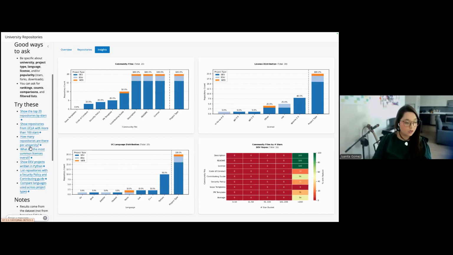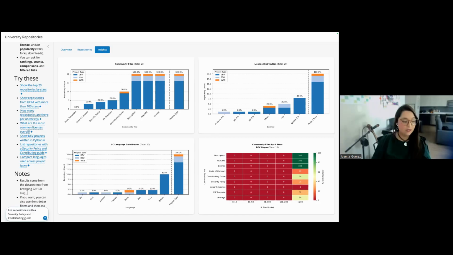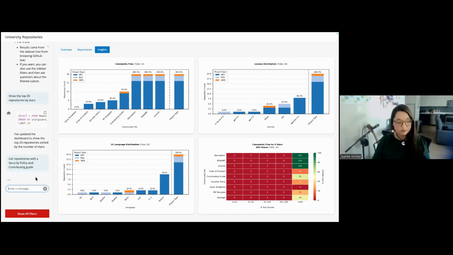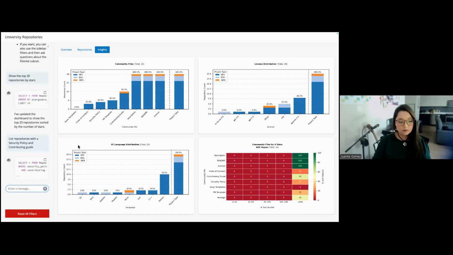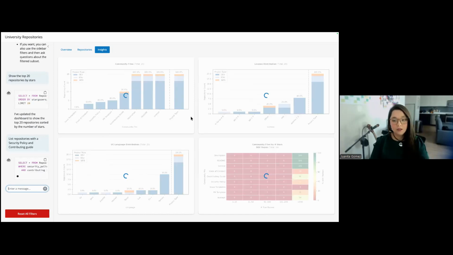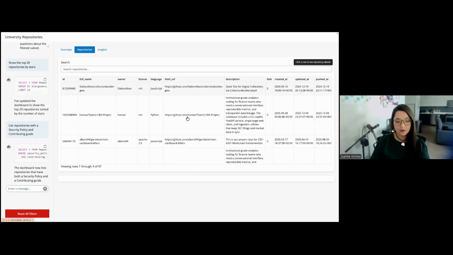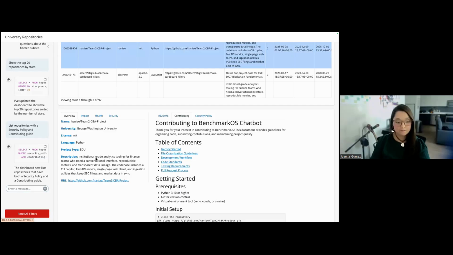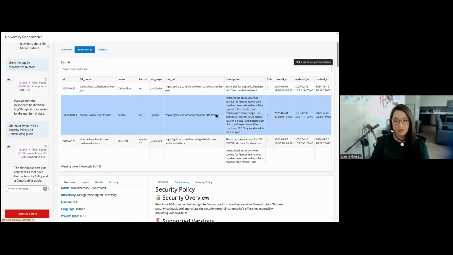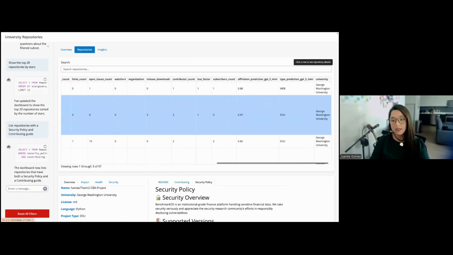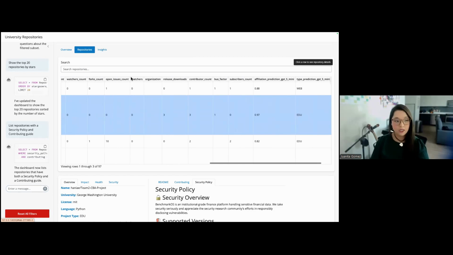Maybe let's see this one, repositories with security policy and contributing guide. Should be interesting. Cool. So there are 97 repositories out of all of them that have both a contributing guide and a security policy. If we pick one of them, we can see the contributing guide and the security policy here. And this allows you to see some of the metadata, including the type prediction, and the university in this particular tab.